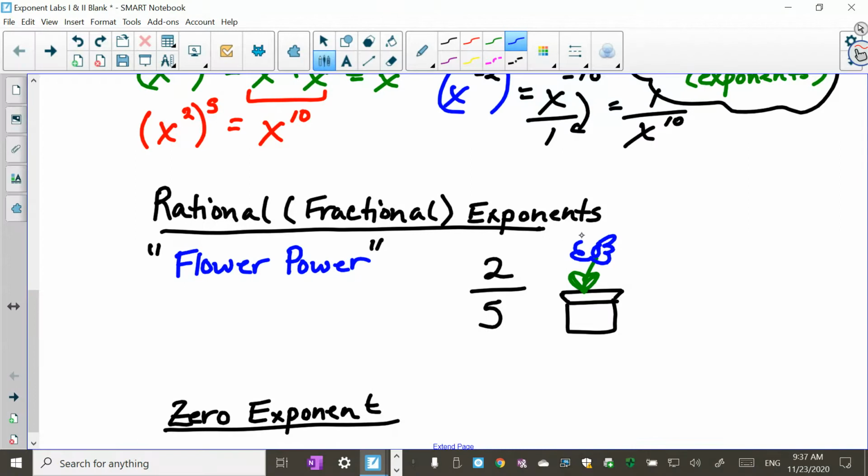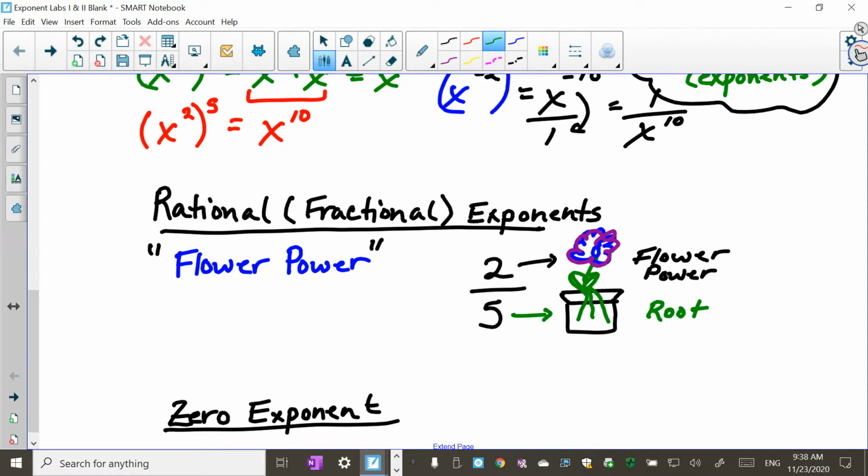So I'm going to make it a blue flower. Maybe some purple here. It doesn't really matter. Okay, so here's my flower. I kind of learned this in college, that whatever's next to the 2 is a flower. So this is a flower. So that means my 2 is a power. In my flower pot, my flower has some roots. So right next to the flower pot is the 5. The 5 is my root.